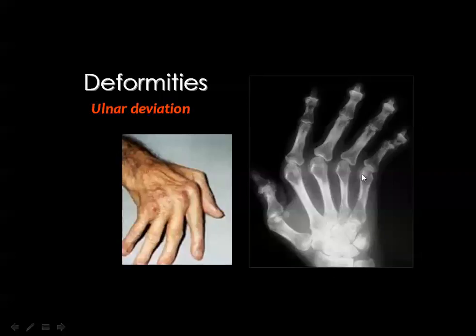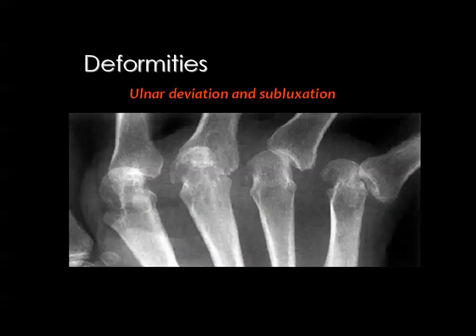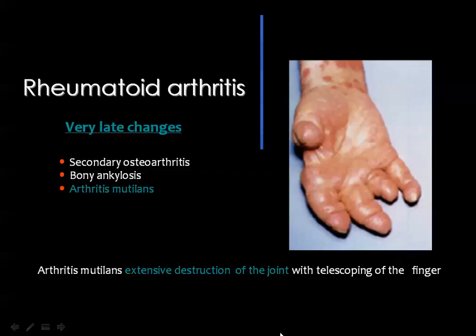And this is a case of rheumatoid arthritis, and you can see the subluxation of the metacarpophalangeal joints. And this is also a case of rheumatoid arthritis. You can easily appreciate the erosive bony changes, and you can also see the significant subluxation of the metacarpophalangeal joints.